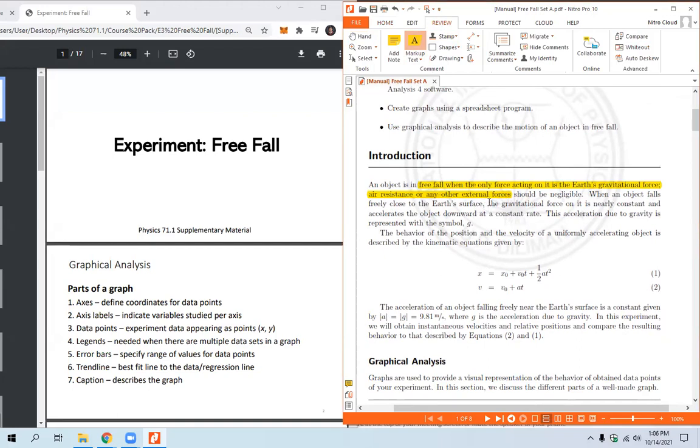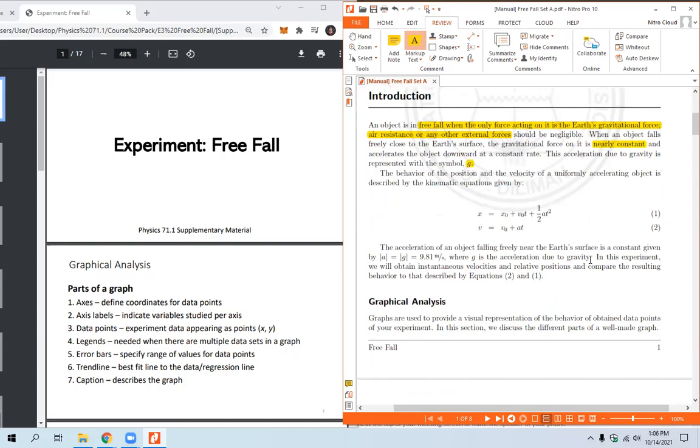If the object falls from a distance that's already relatively close to the ground, the gravitational force acting on the object is nearly constant. What does this mean? So the acceleration due to gravity experienced by your falling object, if it's near enough, is just a constant represented by g.